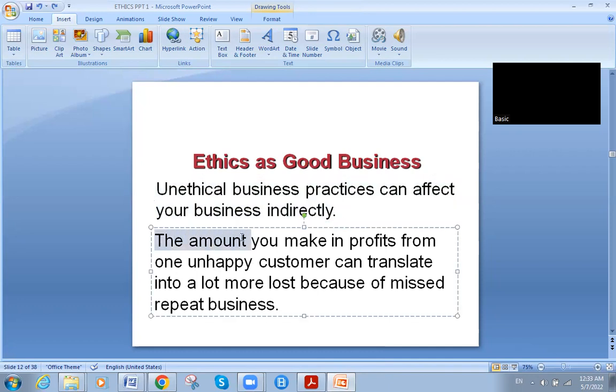The profit you make from one unhappy customer can translate into more lost because of missed repeat business. So one unhappy customer, because of unethical practices you did, will never show up back. Once he didn't feel satisfied with your product, if I cheated the customer, why would he come back to me? He will never come back. But good standards of ethics means you have a good business that will bring the customer back. The customer will repeat.